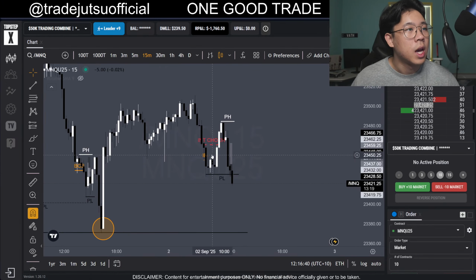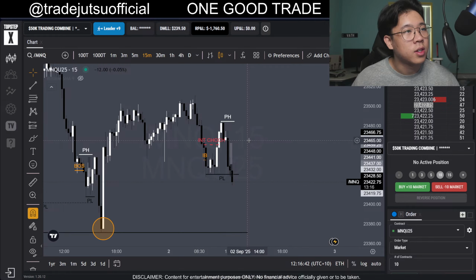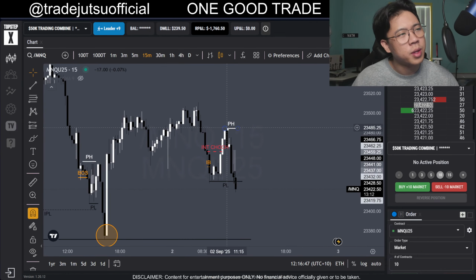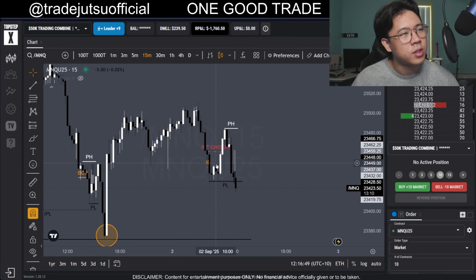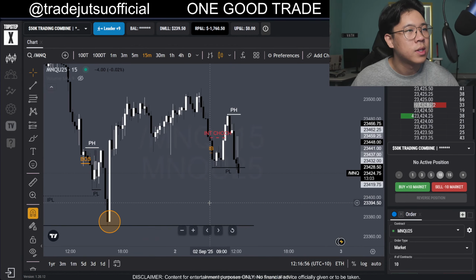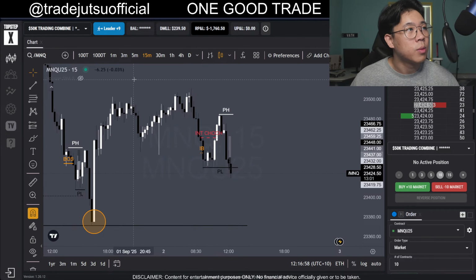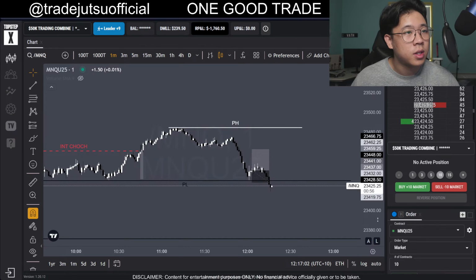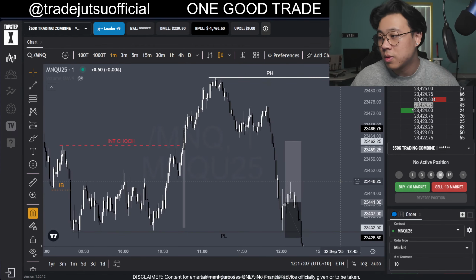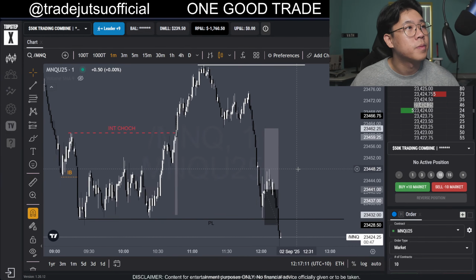So I guess this internal change of character, now that we look at it here, was simply a pullback for it to go lower. This isn't a change of character. If this change of character was at this protected structure, that would have been a lot more valid. That would have made a lot more sense. So yeah, that was a wrong bias trade. Lost because of wrong bias. Entry was okay. Could have scalped a short position there, maybe took some off the table, but that's alright. We are still in it.